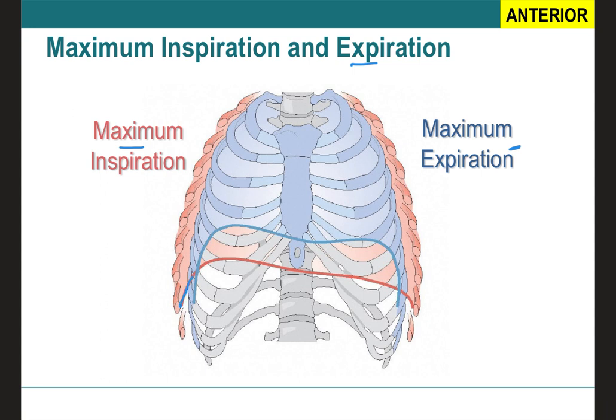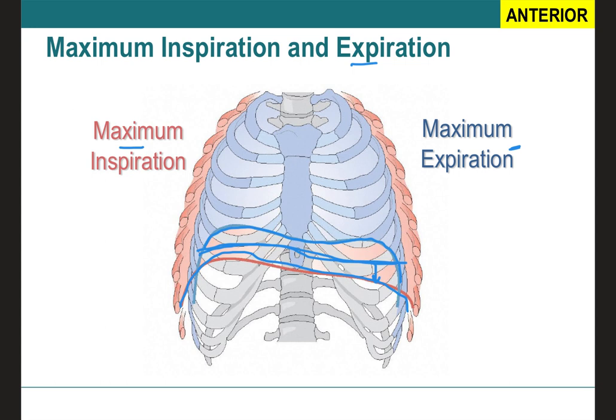As we can see, the inspiration is represented in red. Therefore, if this would be the baseline of your diaphragm, you can see how when you inspire, the diaphragm comes down, and this increases the thoracic cavity to allow for the expansion of the lungs. When you expire, you're going to be emptying your lungs, and therefore the diaphragm can relax all the way up, and this will decrease the amount of space that you have inside of the thoracic cavity.